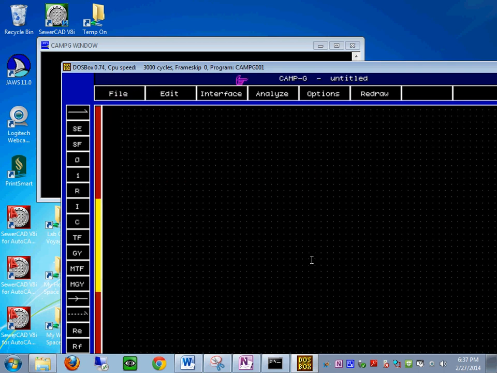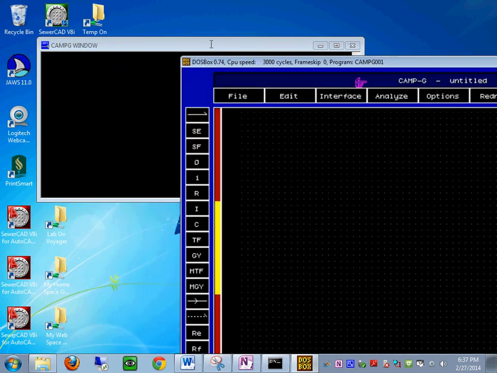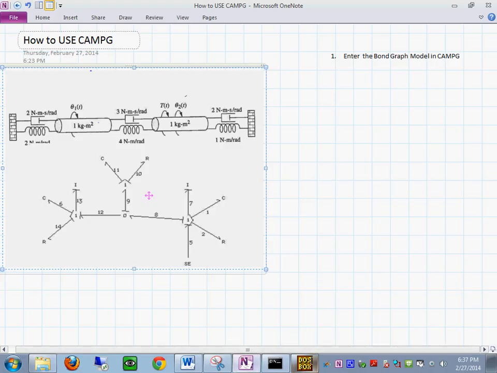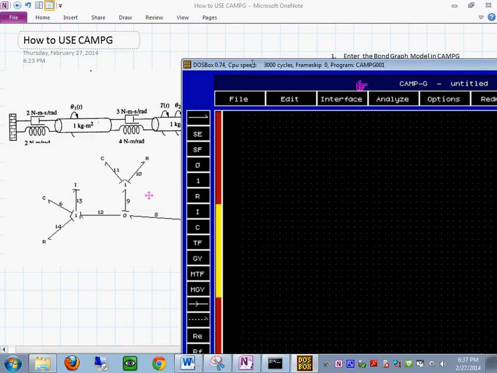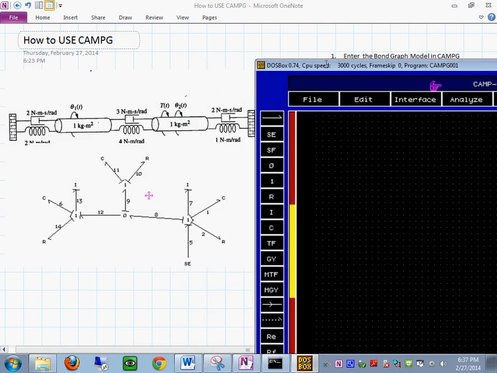So let's see if we have the drawing though. That's the next problem here. Well, we do. So this is good. So in here we go. We're gonna put the one junction here.